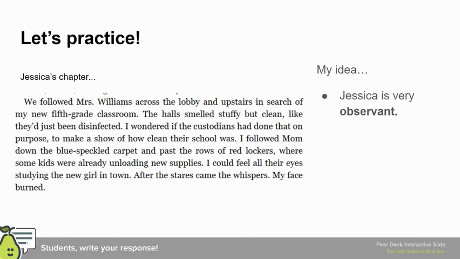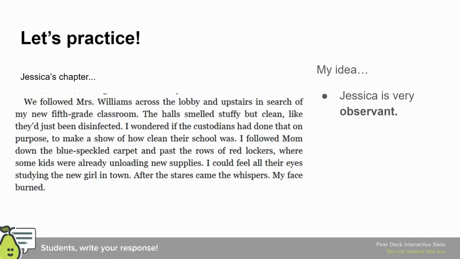So let's practice this a little bit. You can go ahead and pause the video and see if you can find evidence for the idea that Jessica is really observant. She really can pick up on details, and I'm starting to get the idea that she's kind of like the writer of the group. She's very observant. So go ahead and pause the video, read the paragraph, and see if you can find a part where it shows Jessica being observant.